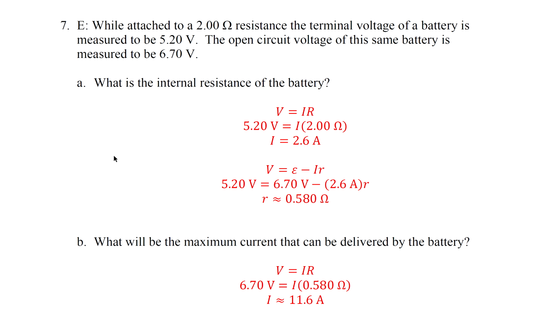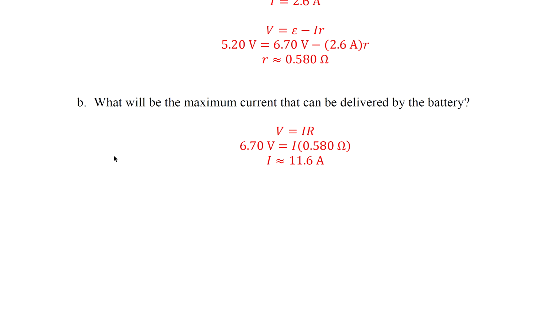Question 7. While attached to a 2 ohm resistance, the terminal voltage of the battery is measured to be 5.20 volts. The open circuit voltage of the same battery is measured to be 6.70 volts. Part A, what is the internal resistance of the battery? First use the equation V equals IR, then substitute back into the equation V equals EMF minus Ir. Part B, what will be the maximum current that can be delivered by the battery? We'll use the equation V equals IR.